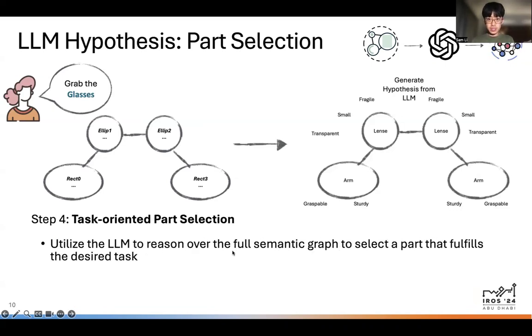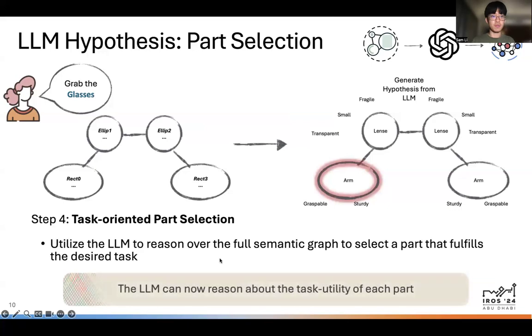Now, with the full symbolic and semantic context in our augmented graph, we follow with the task reasoning step. This is the last step in the reasoning pipeline, and it is a crucial and separate step from the previous steps. The part semantic reasoning may not depend on the task, but how we interact with these parts does. So with this full semantic context, the LLM can select the arm as the part to interact with for the task of picking up the sunglasses in a straightforward and common sense manner.